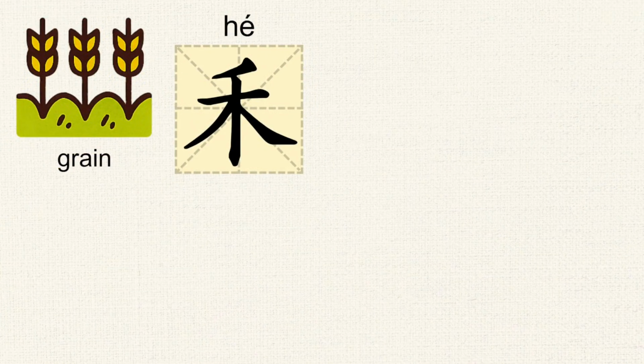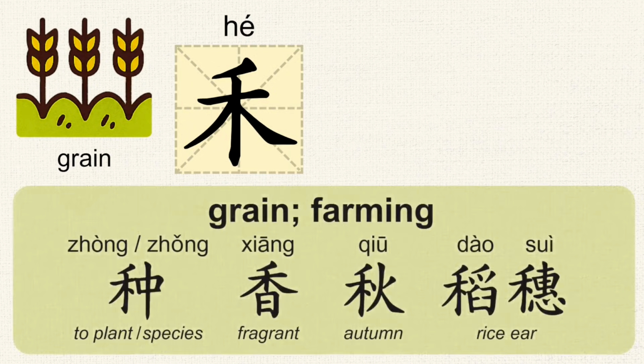The next radical looks very similar and means grain. When used as a radical, it is often called 禾木旁. It is found in farming-related terms, such as 种.